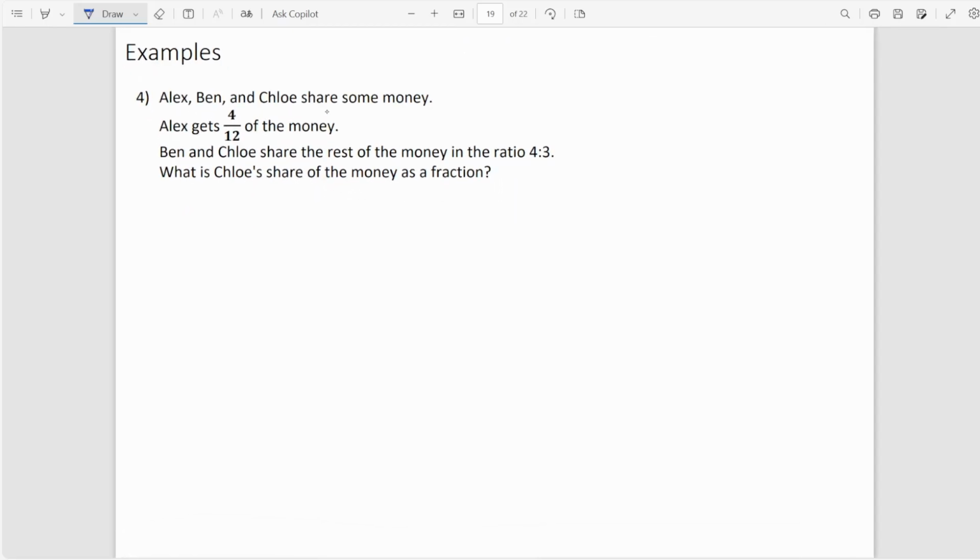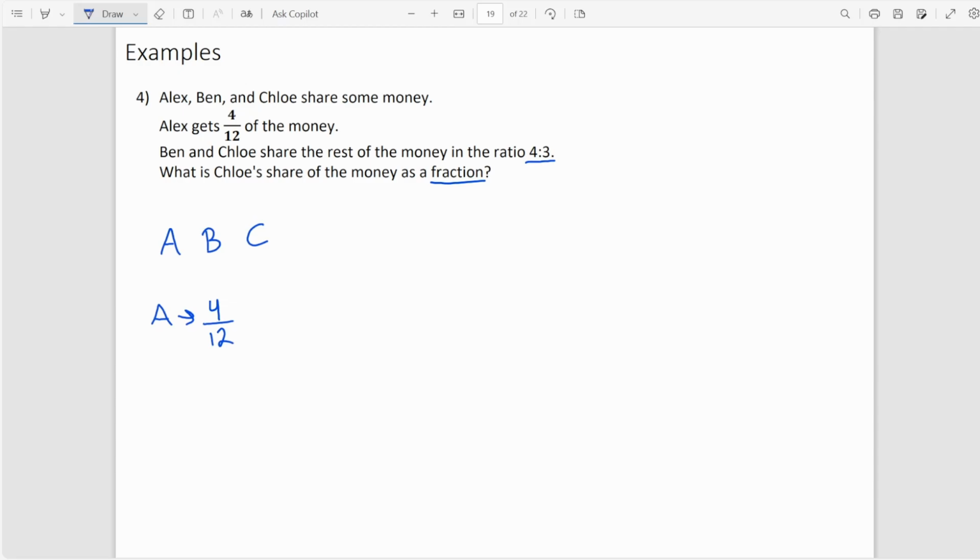Alex, Ben, and Chloe share some money. Alex gets 4/12 of the money. Ben and Chloe share the rest of the money in the ratio 4:3. What is Chloe's share of the money as a fraction? Okay, so this is quite an interesting question. So we know that you have Alex, and you have Ben, and you have Chloe, and they're sharing money, and Alex got 4/12 of the total money.